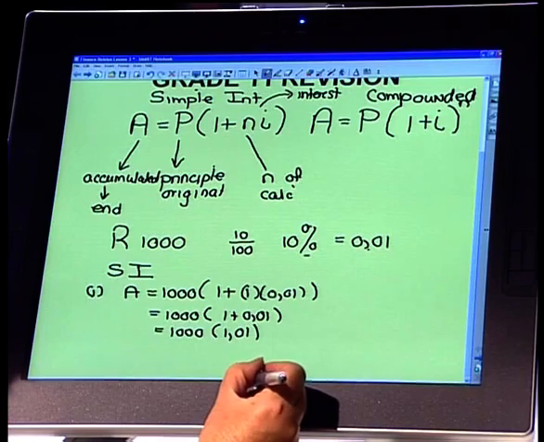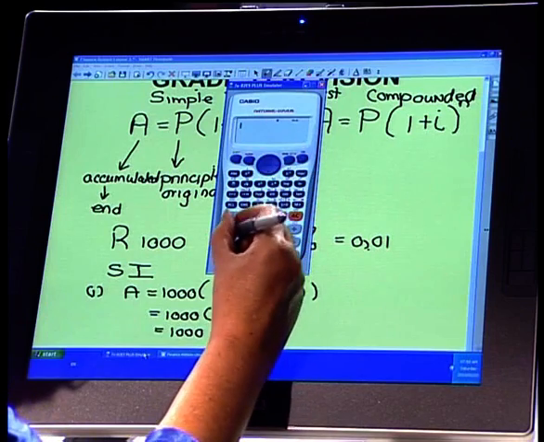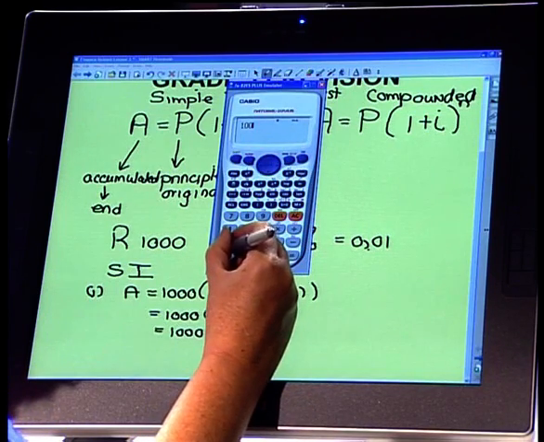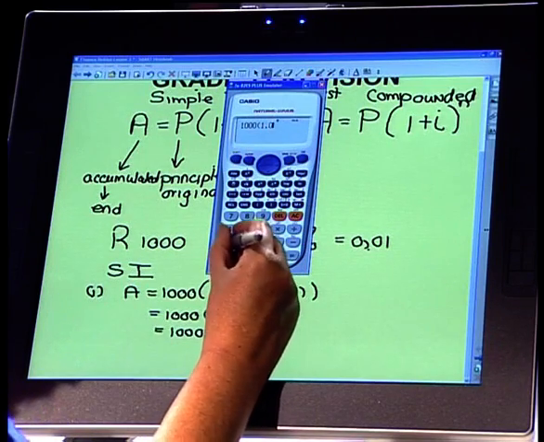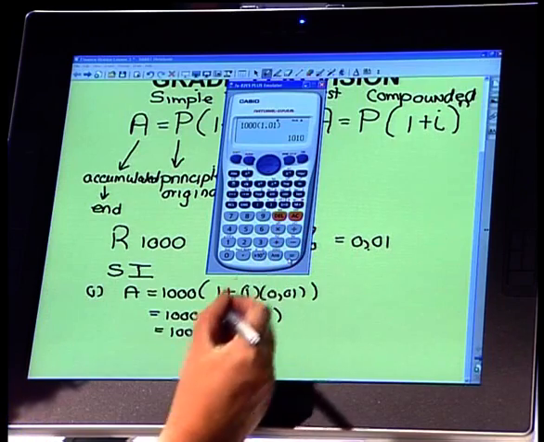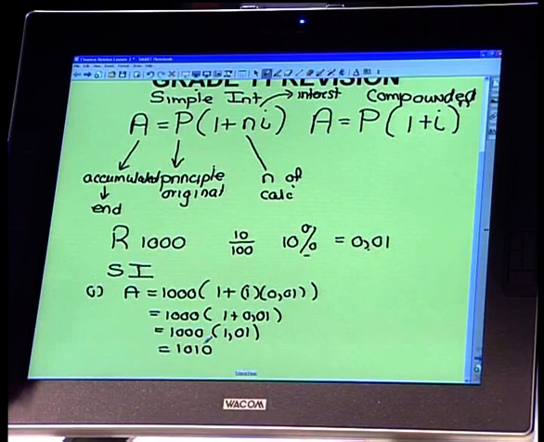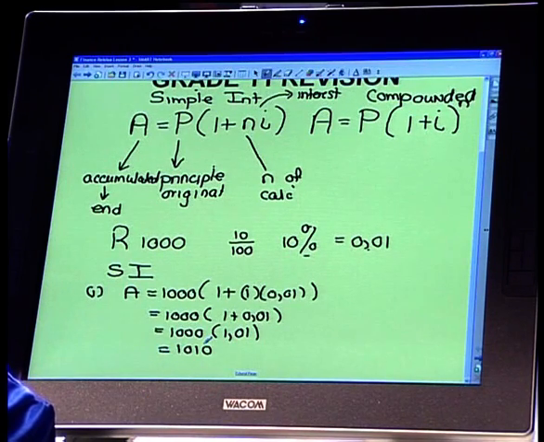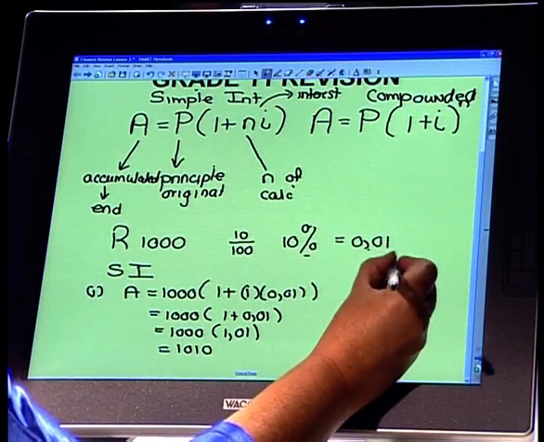Now, using our calculator and inputting that, we can say 1,000, open the brackets, 1.01, close the brackets, equals. And we find that after 1 year, we've accumulated 1,010 Rand.